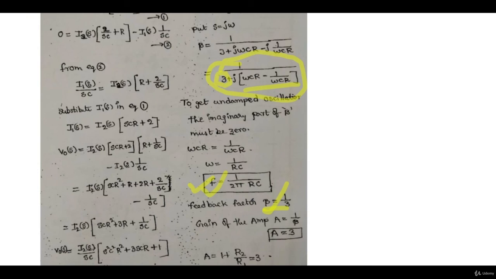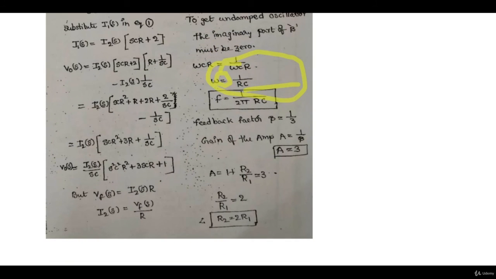So beta is 1 by 3. Now the gain will be 3. Once you have gain, you can write the condition between R2 and R1. But here you can see the op-amp is non-inverting, so gain is 1 plus R2 by R1, which is equal to 3. So R2 is equal to 2R1. You can see here the condition you got. This condition you had to calculate, and this frequency of oscillation, and then gain, everything you got. So you will be traveling in this fashion, means frequency, gain, and then condition.